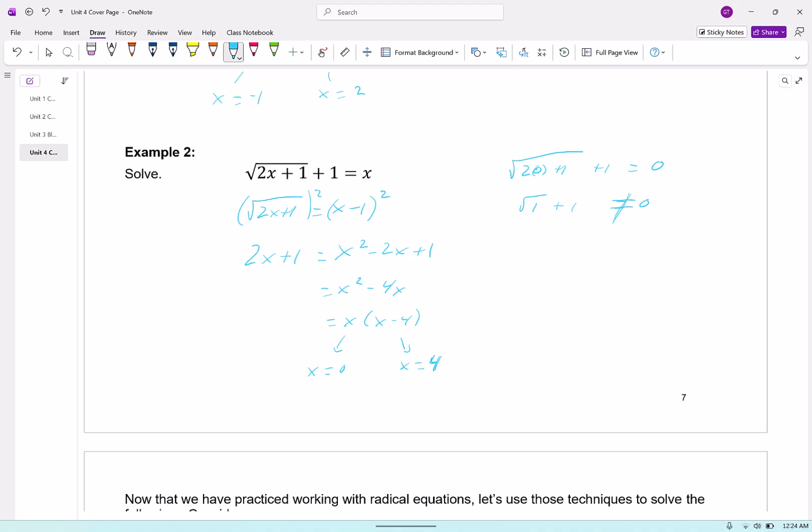And then I got plugging in 4. 2 times 4 plus 1, and then plus 1 out here equals 4. All right, so I got 2 times 4 is 8, plus 1 is 9, so the square root of 9 plus 1 gives me 3 plus 1, that equals 4. That one checks out. Okay, so that's not too bad.